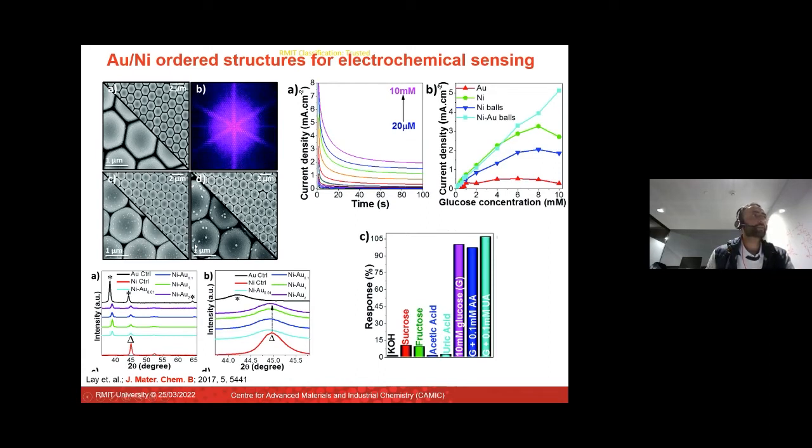So now you've got gold and nickel playing together synergistically to try to detect glucose, and we're able to detect glucose from 20 micromolar all the way up to 10 millimolar. And we've done some selectivity experiments regarding physiological related contaminants, and we got quite good results with the other contaminants except for uric acid and acetic acid.